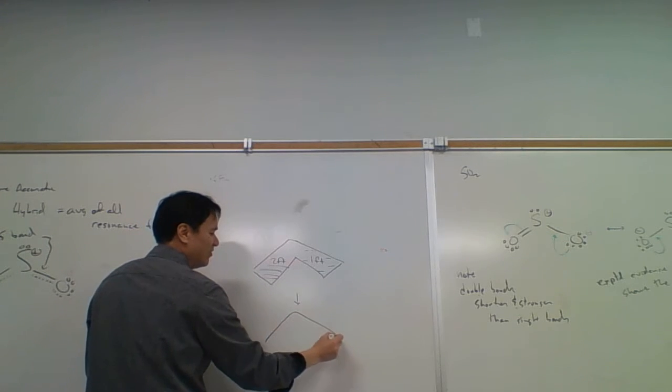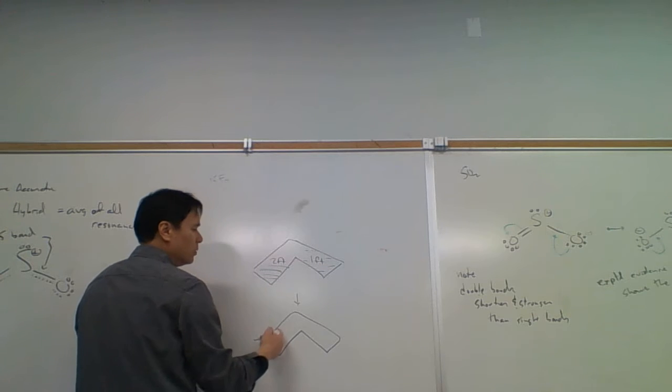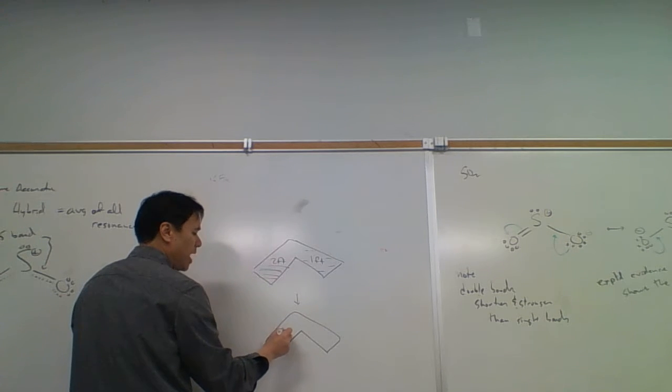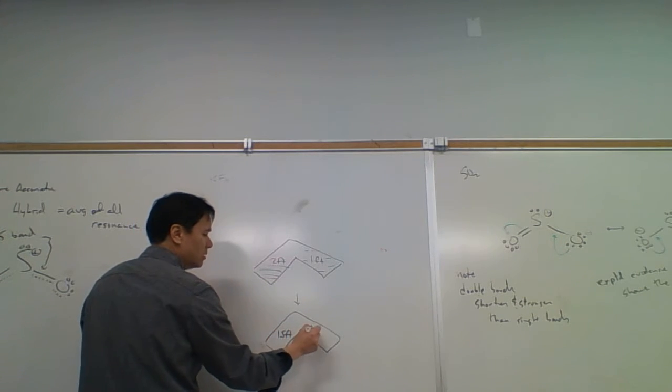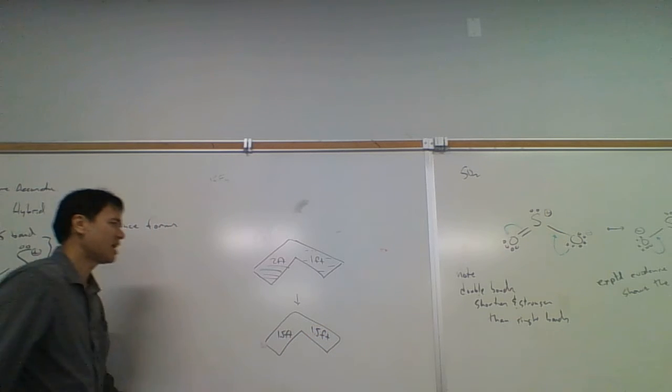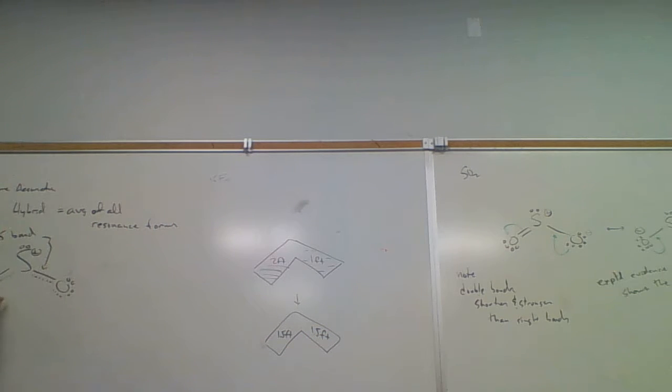And what we're going to end up with is a situation where both sides are equivalent, and they're going to be 1.5 feet on both sides. So this is what's happening with the electron cloud here. The double bonding electrons are being spread out. The cloud is being spread out over 2 bonds. So each bond comes out with 1.5 bond.